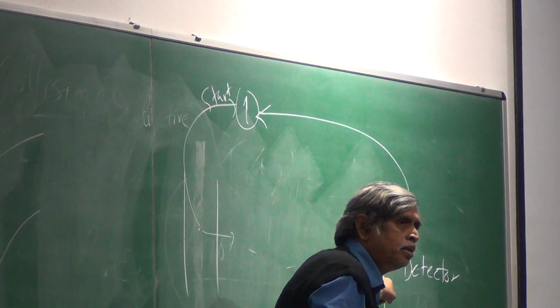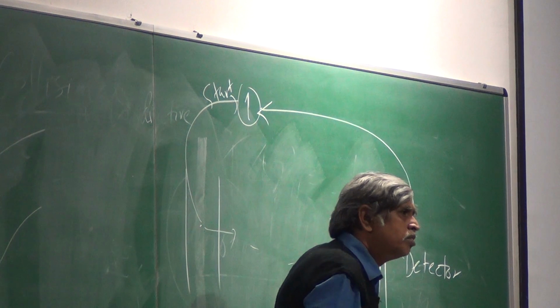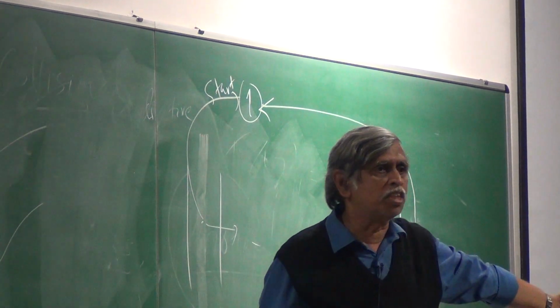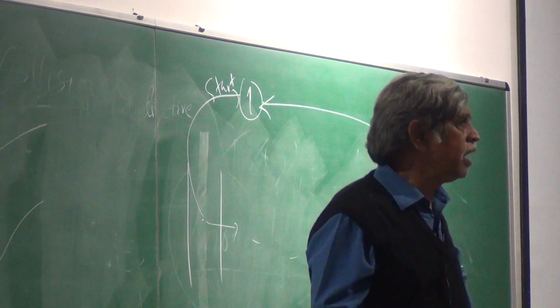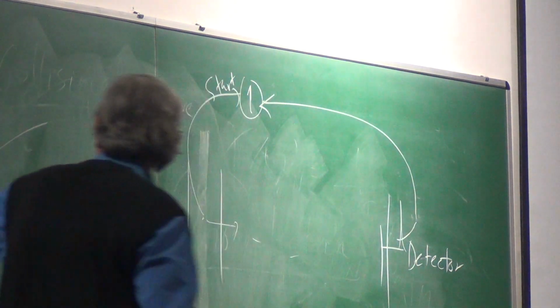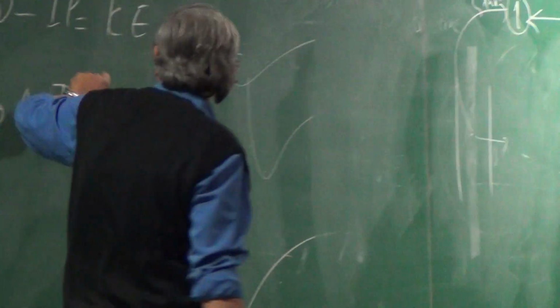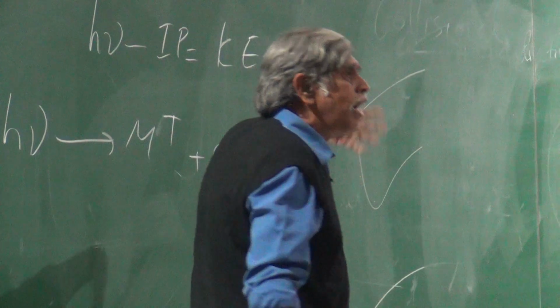Here to here, I know this distance. Therefore, I know the velocity. If I know the velocity, I know the kinetic energy. If I know the kinetic energy, I know this. If I know this, I know this, I get kinetic. And that's the reason why this technique is so very powerful.